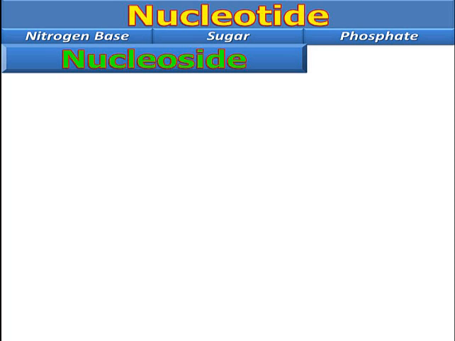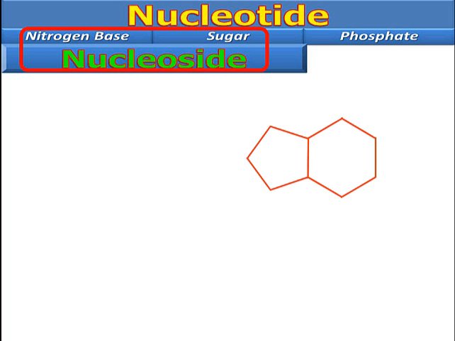Let's make a nucleoside. We want to make a schematic nucleoside, so we need a schematic nitrogen base. As you can see here, it has 2 rings. It could be 1 ring.